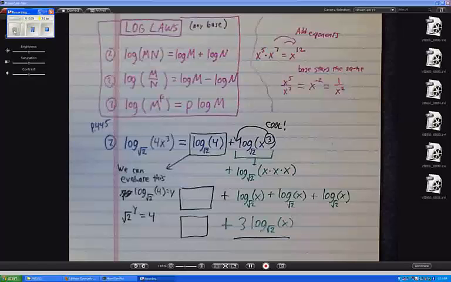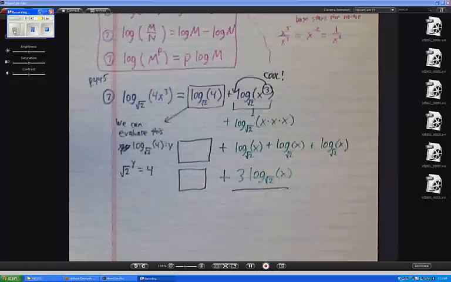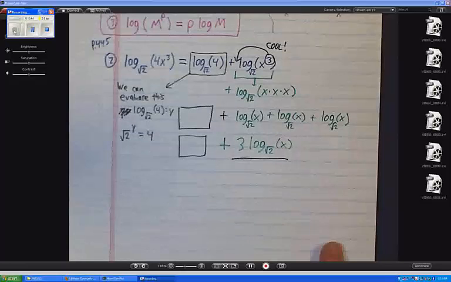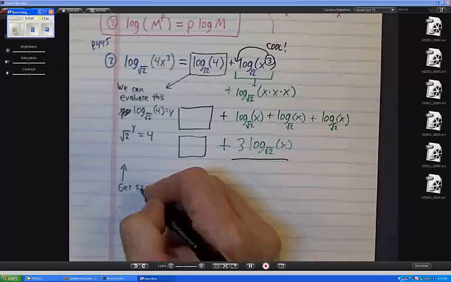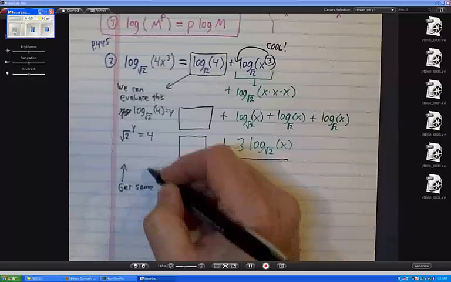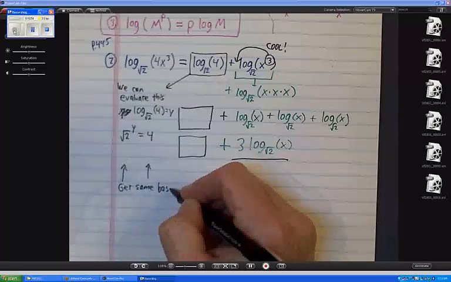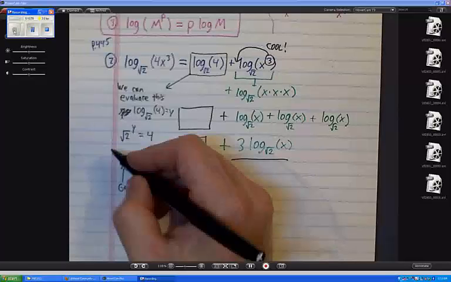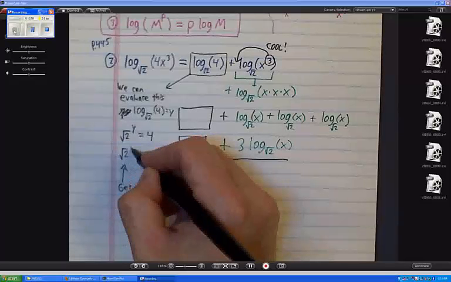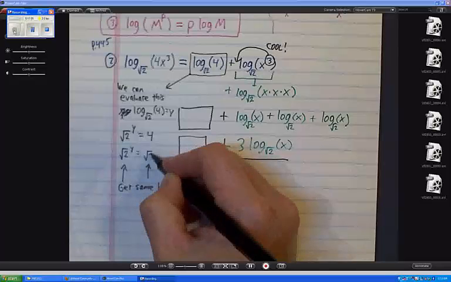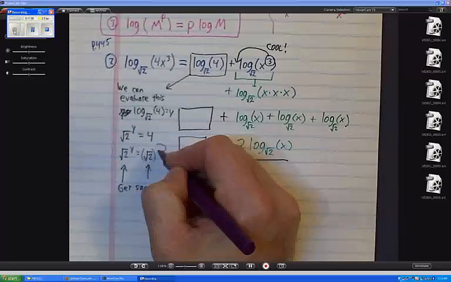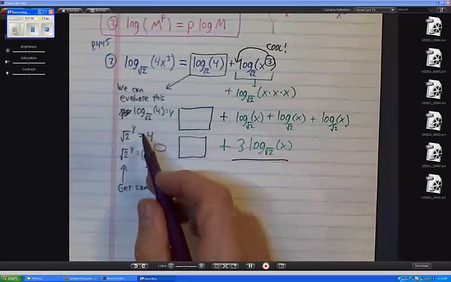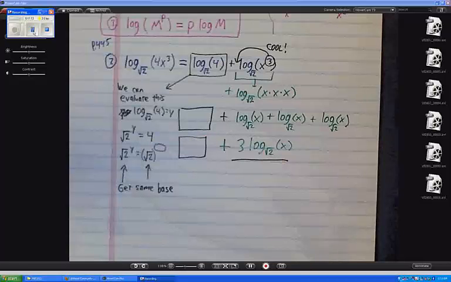What I suggest doing at this point is you want to get the same what? Base. That's right. In other words, for this problem, I would rather write square root of 2 to the y equals square root of 2 to some power, and the whole trick is, can you figure out what power should go here so that it's the same as 4? I'm going to give you guys 20 seconds to talk to your neighbor about that.